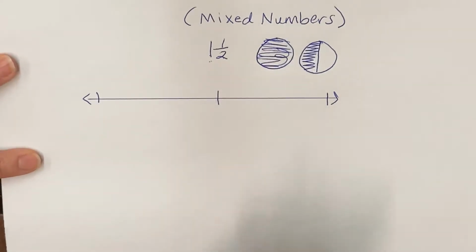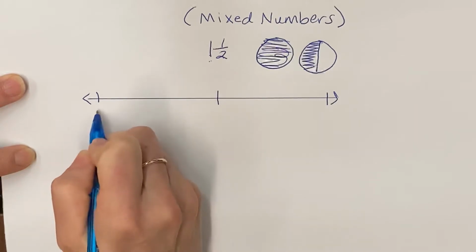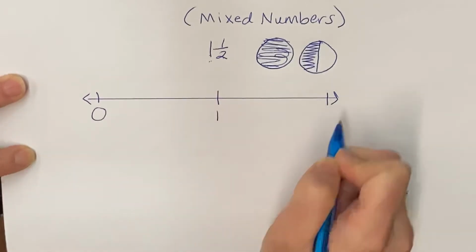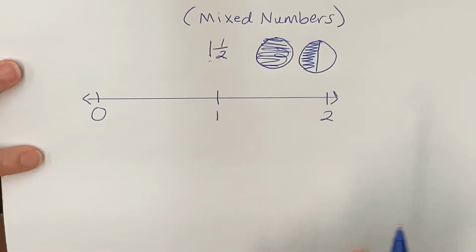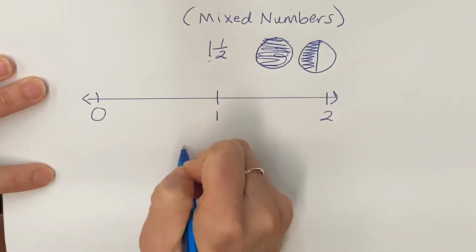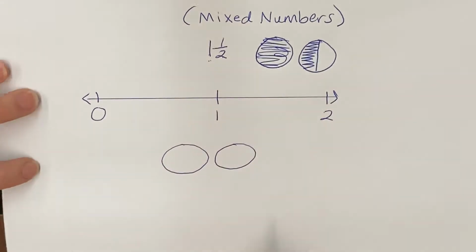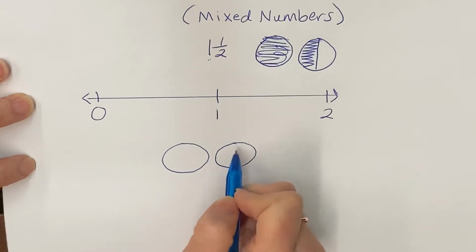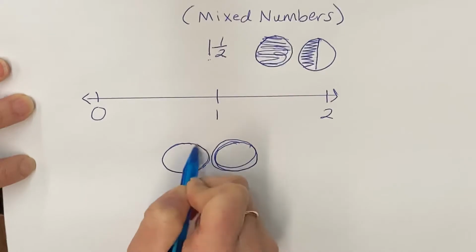So today, instead of labeling it 0 to 1, like we did yesterday, we're going to label 0, 1, and 2, just like we're labeling a number line from 0 to 2. Okay? In this case, what this is showing is 2 whole circles. They're not equal circles, but we'll pretend they are. 2 whole circles. That's what this is showing, or 2 whole regions.